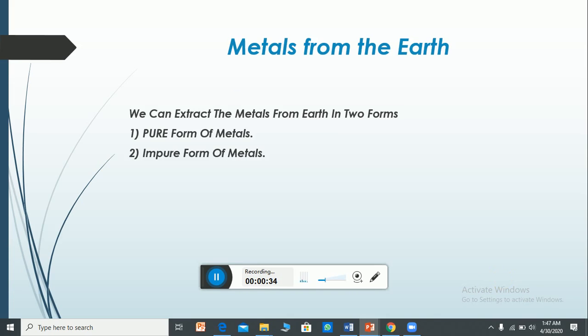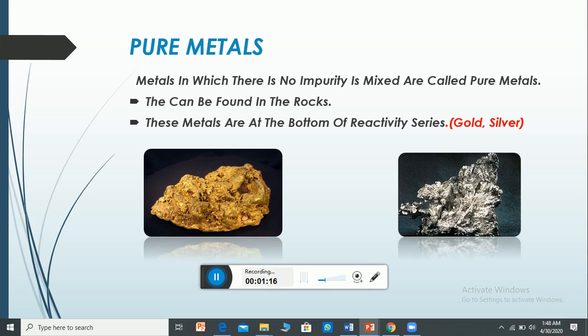So metals from the earth, we know very well, all the metals exist inside the earth crust. When we dig them out from the earth crust, they can be in pure form or in impure form. It means metals from the earth crust are in two forms: either pure, or impure, which in other words means some impurity is mixed in those metals.